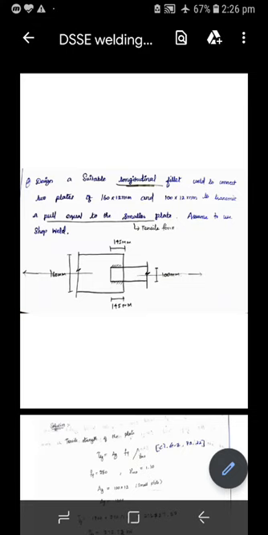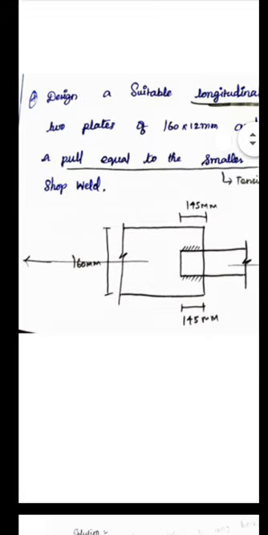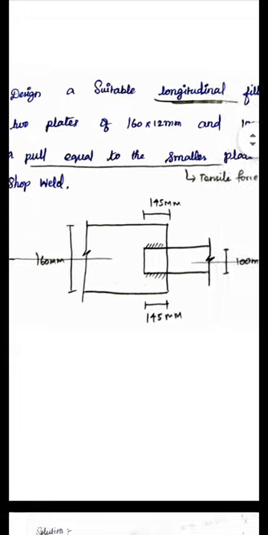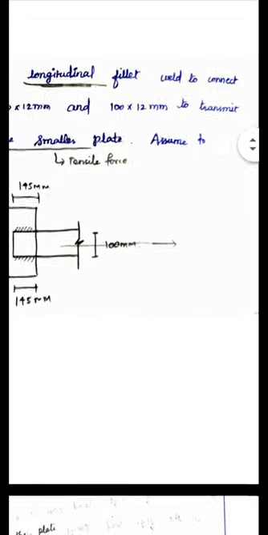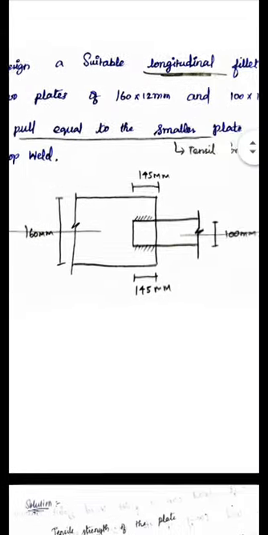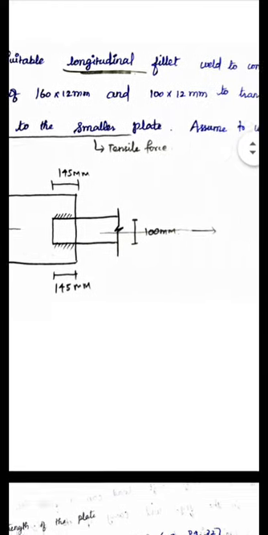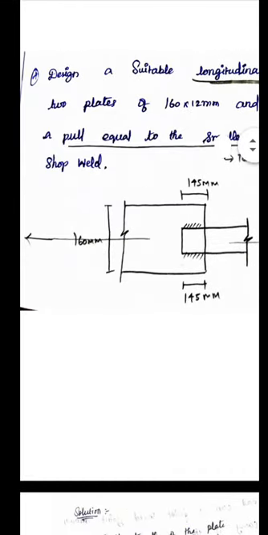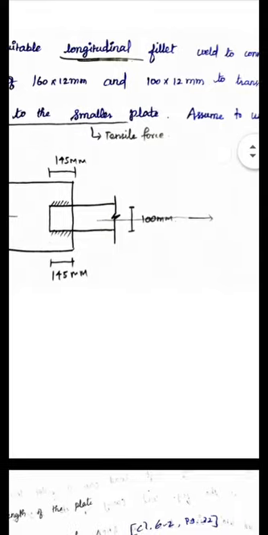The next problem is on the fillet welded connection. Here we will see the problem on the plates. Design a suitable longitudinal fillet weld to connect two plates of 160 by 12 mm and 100 by 12 mm to transmit a pull equal to the strength of the smaller plate.